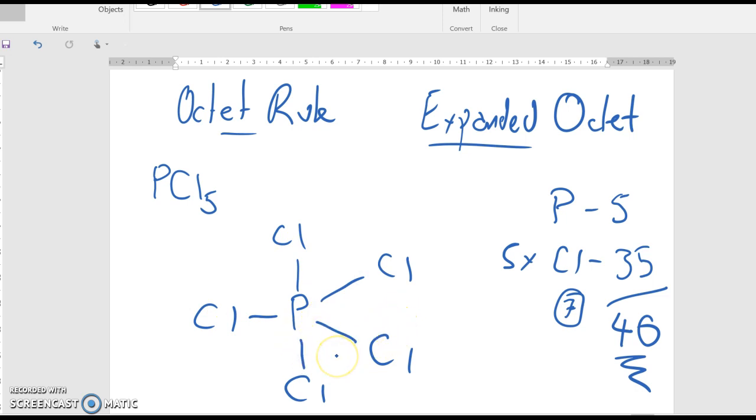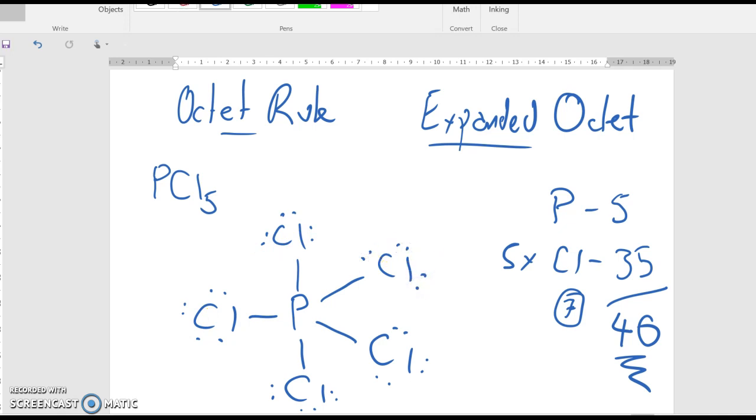Then I'm going to put the remaining electrons around the outside atoms. 11, 12, 13, 14, 15, 16, 17, 18, 19, 20, and so on, up to 40.